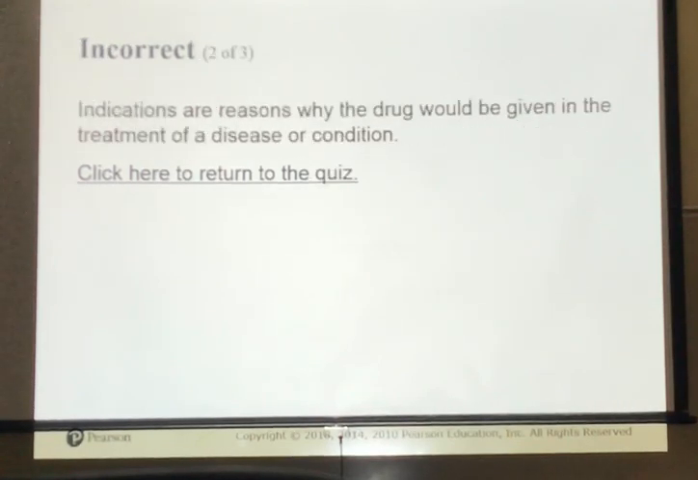All right, there's your chapter 14, medication and pharmacology.